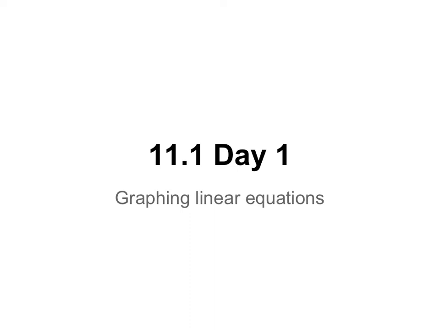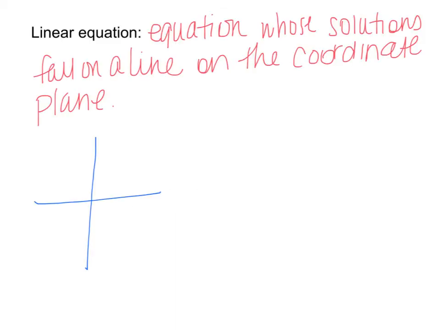Today we're starting 11.1, day 1, and we're going to start talking about graphing linear equations. Let's start off by defining linear equation. A linear equation is just going to be an equation whose solutions fall on a line on the coordinate plane. So, for example, if you look at the coordinate plane that I have drawn below, you have your x axis and your y axis. And we're going to learn how to graph a line today, but what it's going to look like is a straight line going across the axis.